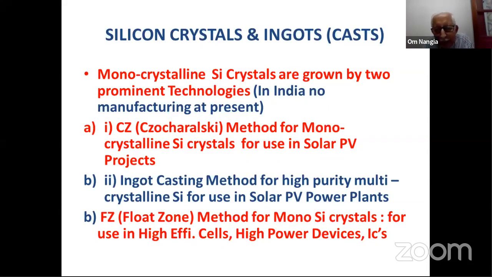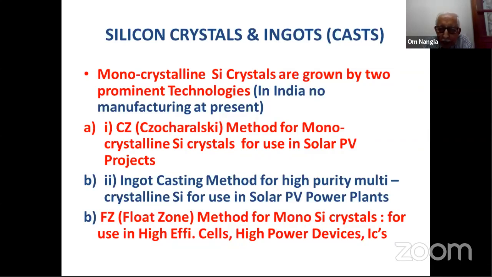One is the CZ technique, where we grow crystals and we get monocrystalline silicon crystals in long rods. And in the other ingot material, we use the casting method where we don't grow crystals and we make only casts. So this is not monocrystalline, it is called multicrystalline.